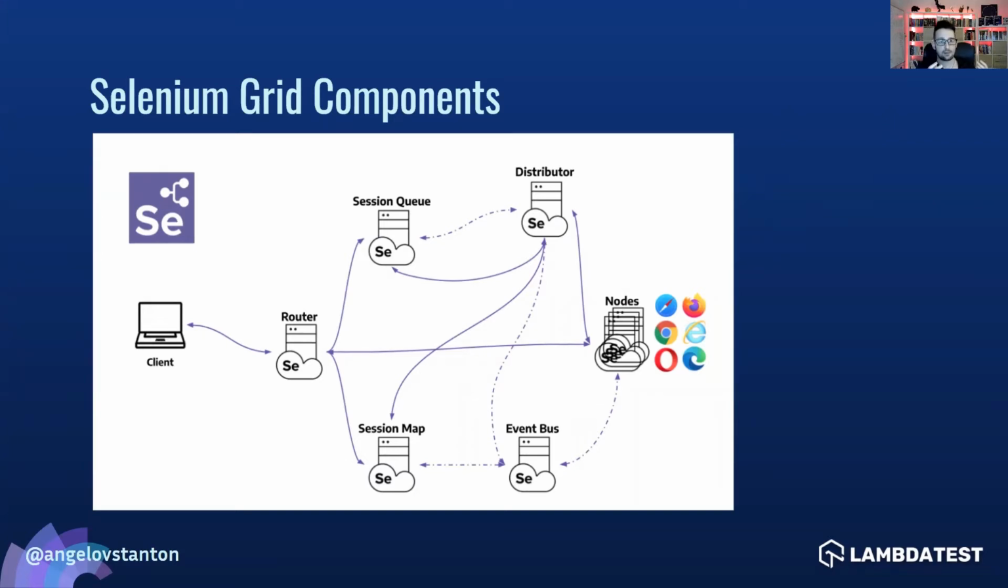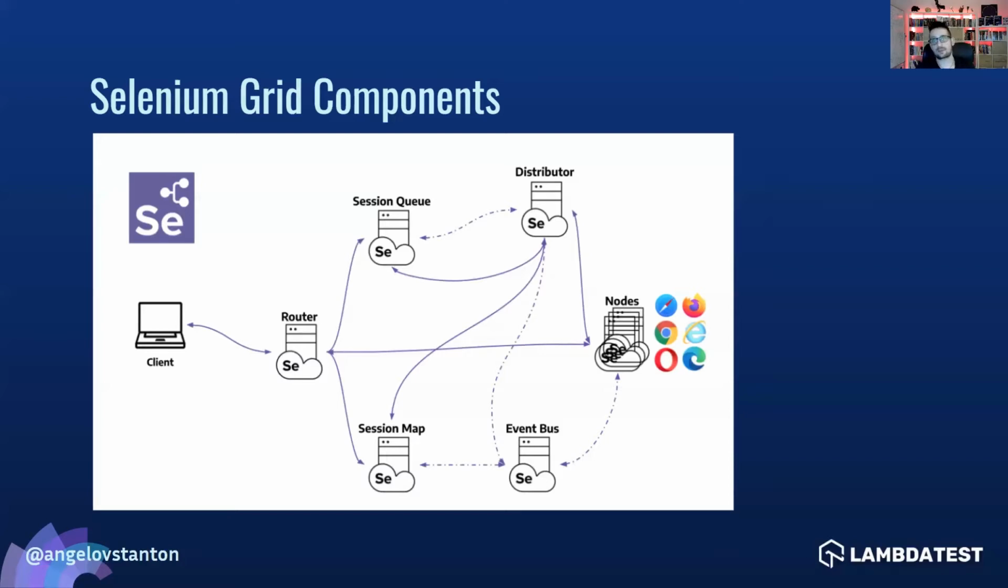Let's discuss them shortly. First, you have the event bus. The event bus is used for sending messages which may be received asynchronously between the other components. Then you have the session queue, which maintains a list of incoming sessions which have yet to be assigned to a node by the distributor. Then you have the distributor, which is responsible for maintaining a model of available locations in the grid where a session may run. And it's taking any incoming session requests and assigning them to a slot.